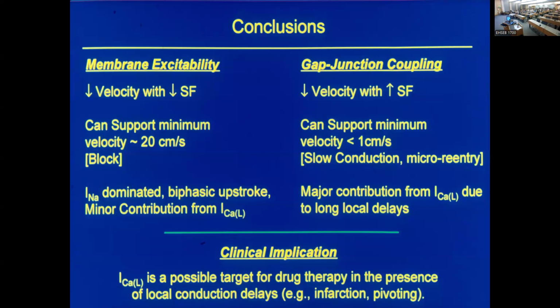So to summarize this part of my talk, with membrane excitability reduction, velocity is decreasing with safety factor decreasing, and it can support a minimum conduction velocity of about 20 centimeters per second, which is not slow. It's dominated by sodium current. In contrast, when your gap junction coupling is reduced, velocity is reduced, but with increased safety factor. It can support a minimum velocity of smaller than a centimeter per second, very slow. Major contribution is from L-type calcium current due to long local delays.